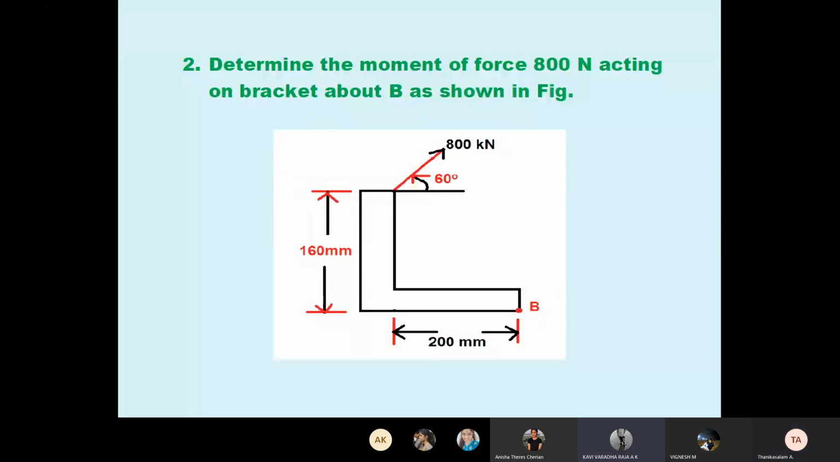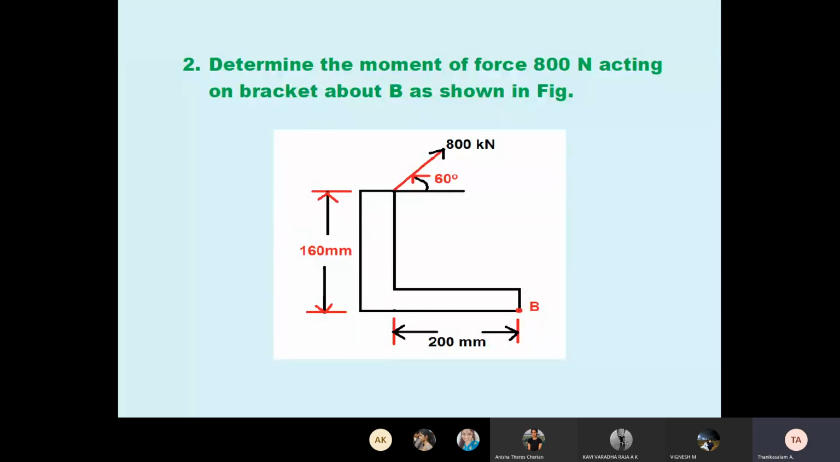Determine the moment of force 800 Newton acting on the bracket about B as shown in figure. They asked the moment about point B. The force is acting somewhere in the given diagram. So now we see with respect to the point B. Students, here they asked with respect to point B. What is the moment?